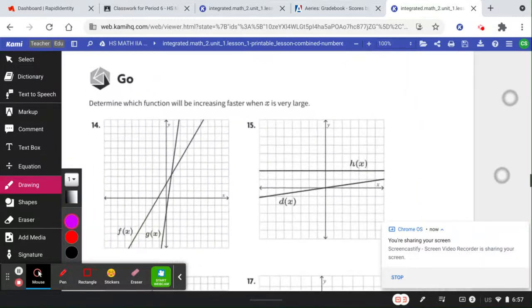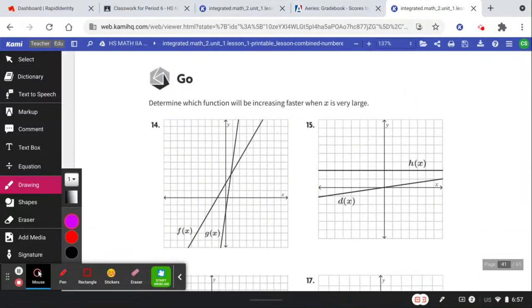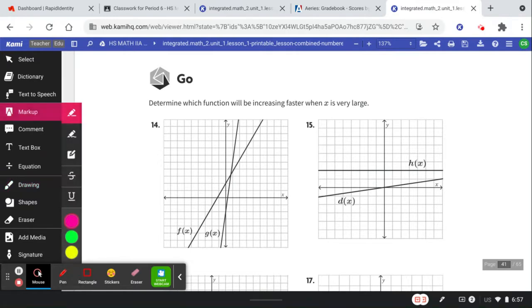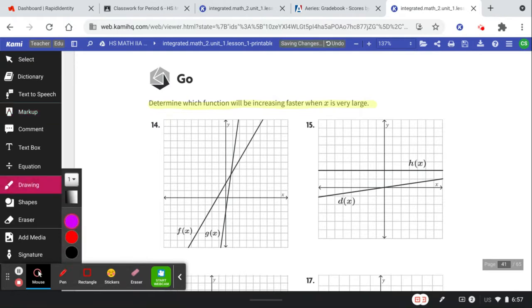Okay, let's take a look at this Go now. This is on page 41 and page 42, and they're giving us two lines to compare, and it says to determine which function will be increasing faster when x is very large. And so let's just go over a couple of things first.